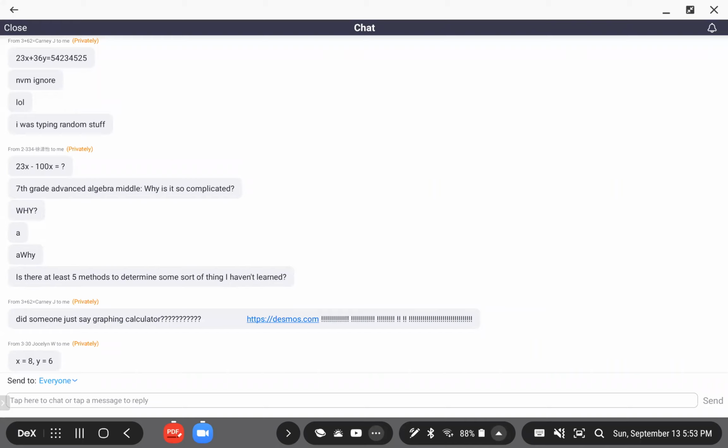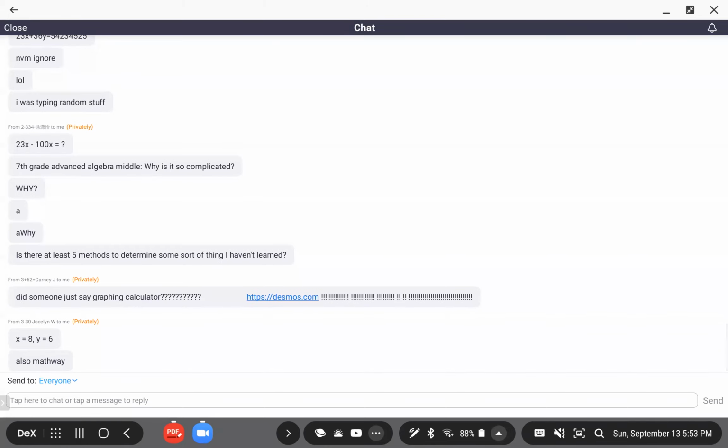Okay, Carney says graphing calculator desmos.com. Yes, desmos.com is a pretty good graphing calculator. So if you guys have any trouble with using these forms, desmos.com is the way to go. You can graph all sorts of equations there.